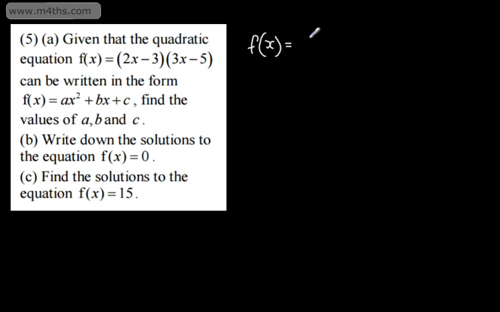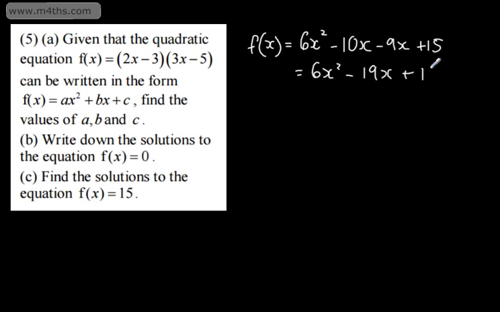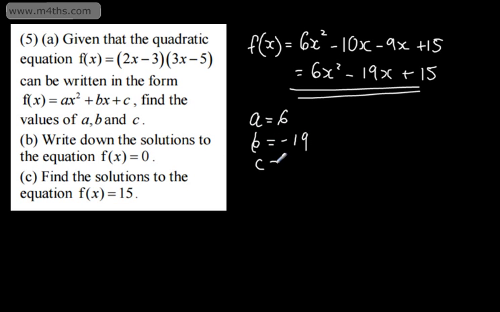2x multiplied by 3x is going to be 6x squared. 2x multiplied by the negative 5, well, that's going to give me minus 10x. Negative 3 multiplied by 3x, well, that's going to be minus 9x. We've got negative 3 times negative 5, which is going to be plus 15. So we can tidy this up: 6x squared minus 19x plus 15. And that gives us the quadratic in the form ax squared plus bx plus c. So a is going to be positive 6, b is going to be negative 19, and c is going to be positive 15. It's important to remember those signs.